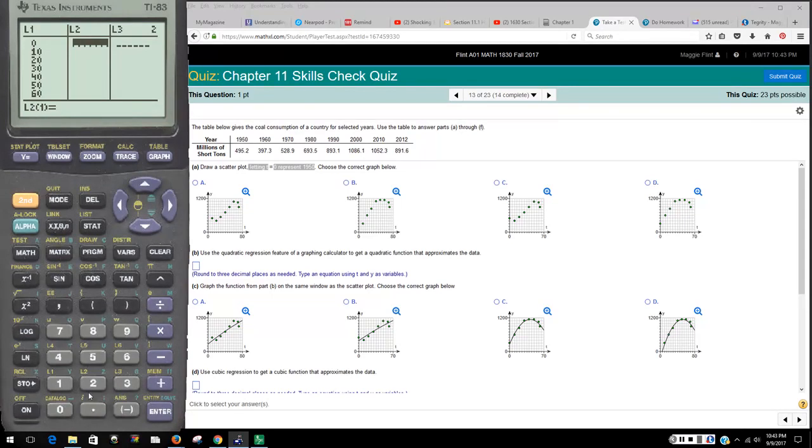Then you enter your millions of short tons. 495.2, 397.3, 528.9, 693.5, 893.1, 1086.1, 1052.3, and 891.6.